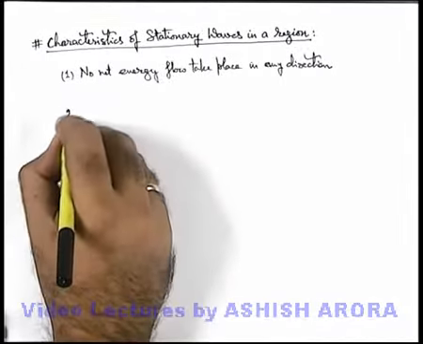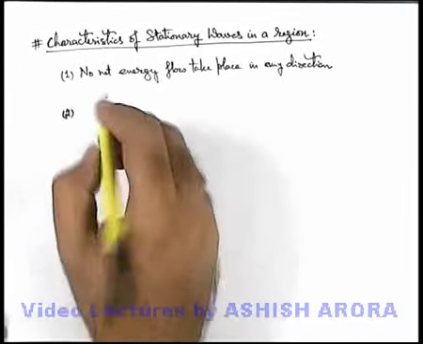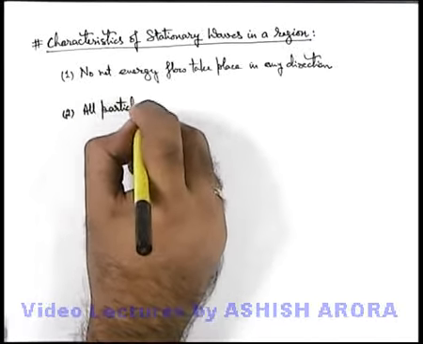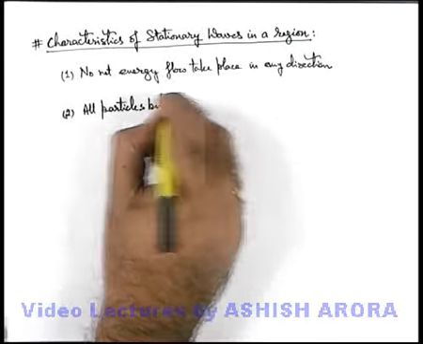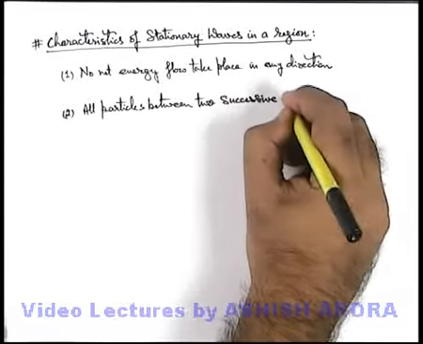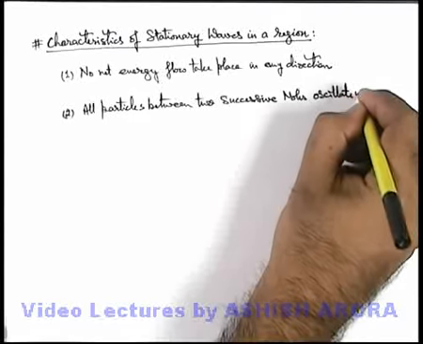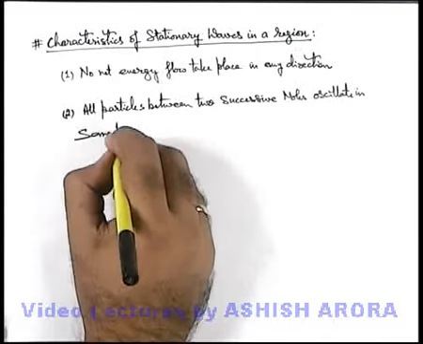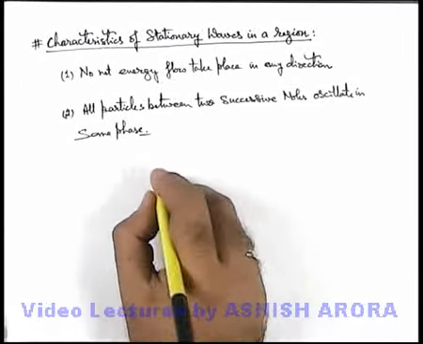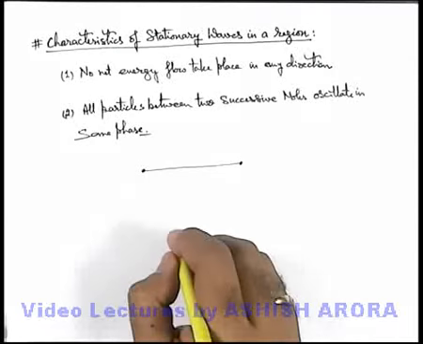Now the second point is related with the oscillation of medium particles, for which we can say all particles between two successive nodes oscillate in same phase. This is an important point you need to keep in mind, like just in the previous section we have studied about stationary waves when established in a string.